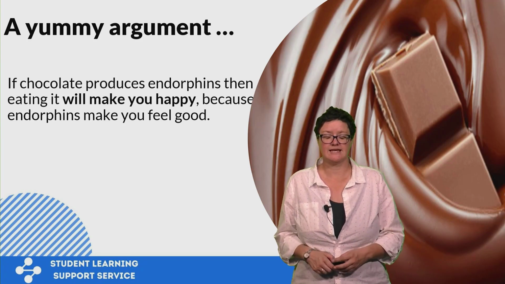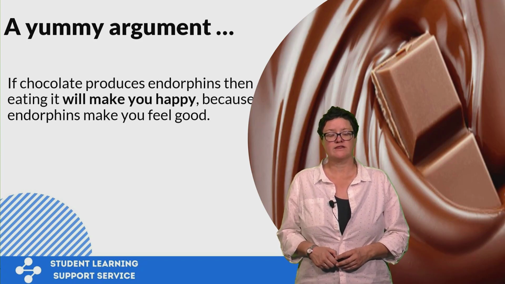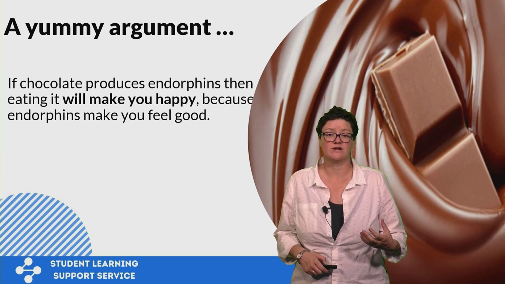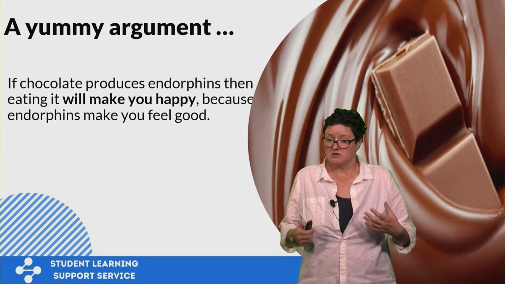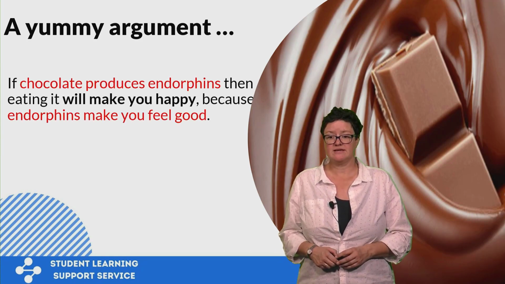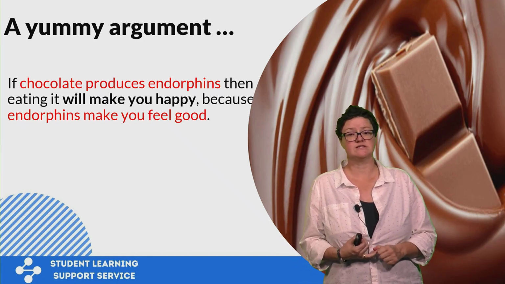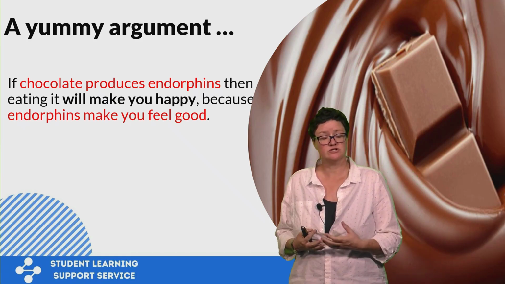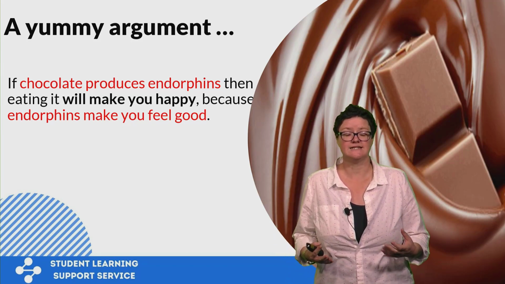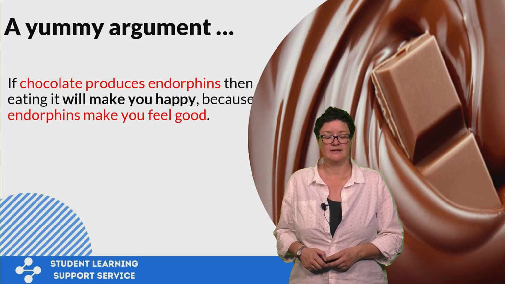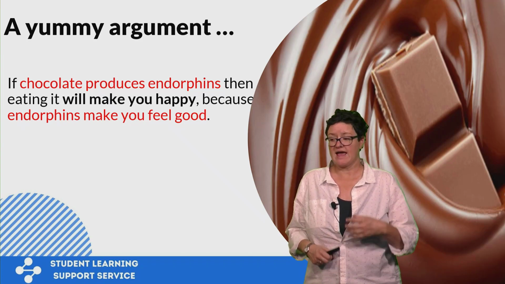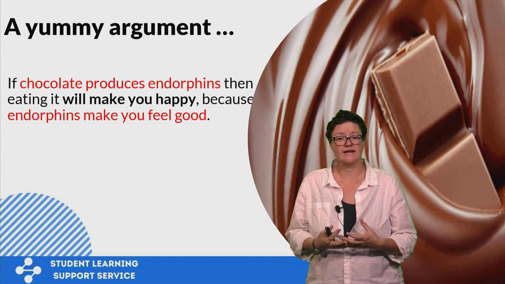Why should we accept that claim? What are the supporting premises or the supporting evidence for it? Chocolate will make you happy because chocolate produces endorphins, and endorphins make you feel good. Because of those two reasons, eating chocolate will make you happy. So we have our claim, we have supporting premise and supporting evidence.